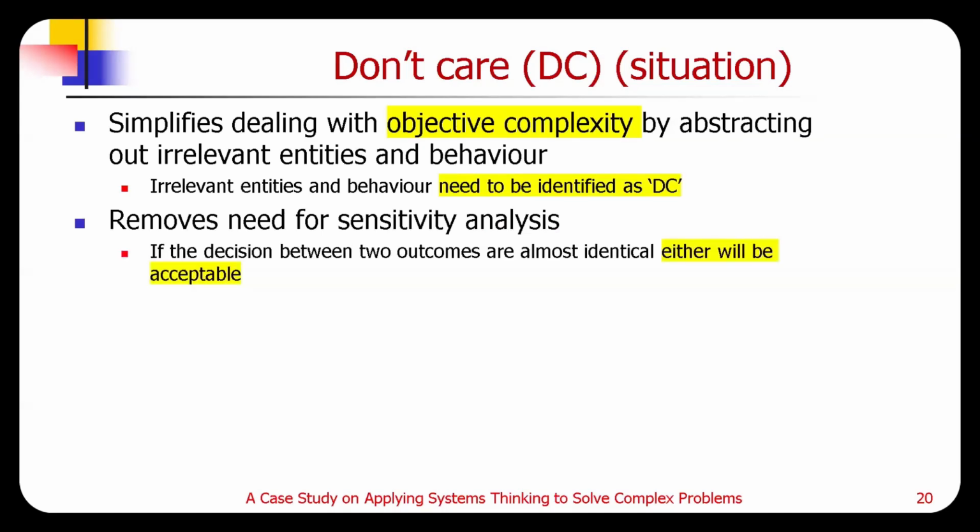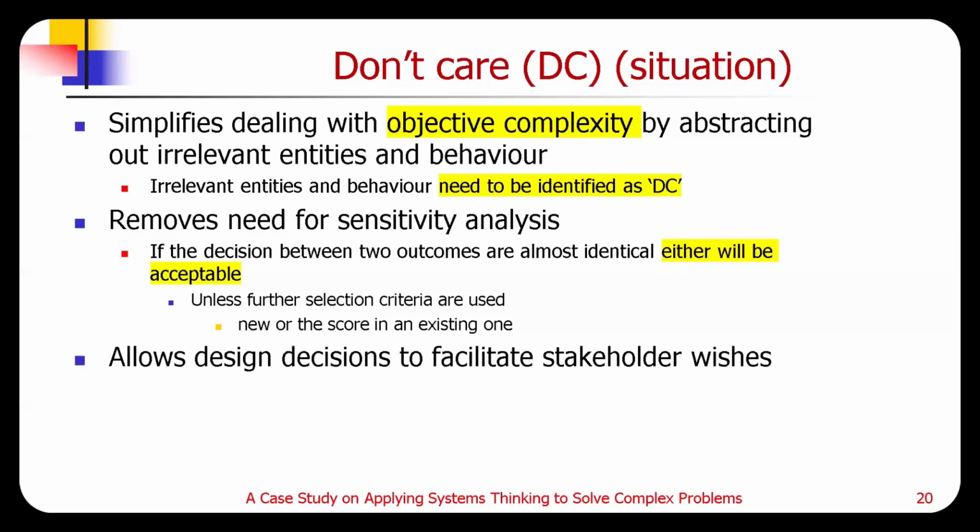If the decision between two outcomes are almost identical, traditionally we do a sensitivity analysis. By using the don't care, we say, well, either will be acceptable. It doesn't matter. We don't care. Unless further selection criteria are used, either new criteria or we adjust the score in an existing one. And this allows design decisions to be made to facilitate stakeholder wishes.